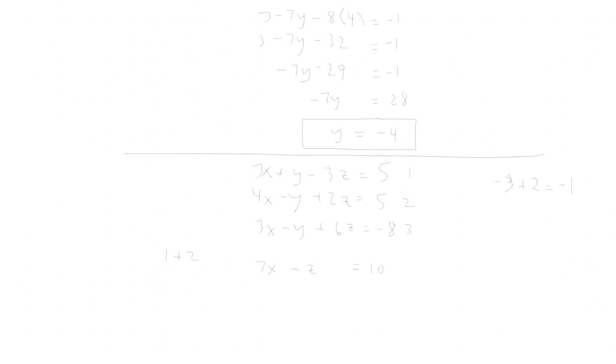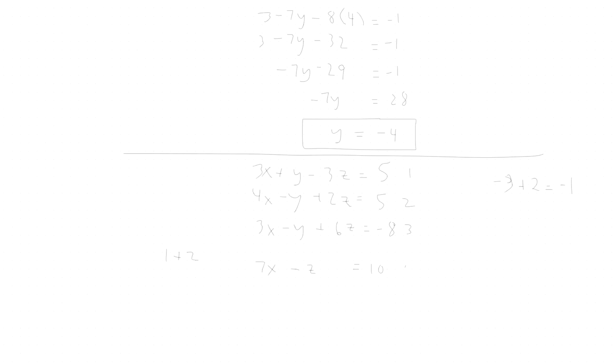Would that be 5z? No, no. Negative 3 plus 2. If you lose $3, but then you gain $2, what's the net effect? Negative 1. So negative z, 5 plus 5 we know is 10. Okay, so 7x minus z equals 10 is equation 4.